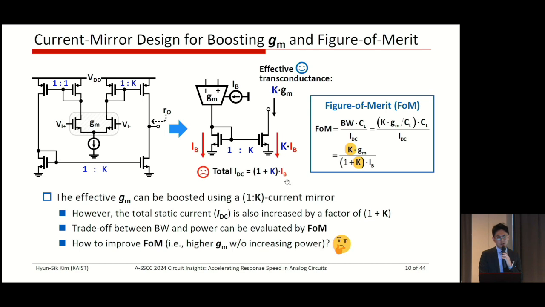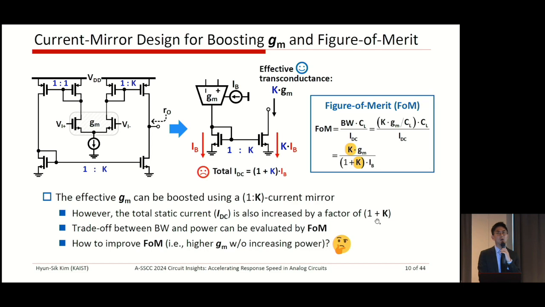Therefore, gm can be boosted by the 1 to K current mirror, but the power consumption also increases by a factor of 1 plus K, right? So this is the clear trade-off. The trade-off between the bandwidth and power can be evaluated by the figure of merit. This is the figure of merit, the bandwidth over total current consumption. And bandwidth is determined by the transconductance over CL. Therefore, we can rewrite the FOM equation as K times gm over (1 plus K) IB, right? So the clear trade-off can be seen more explicitly.